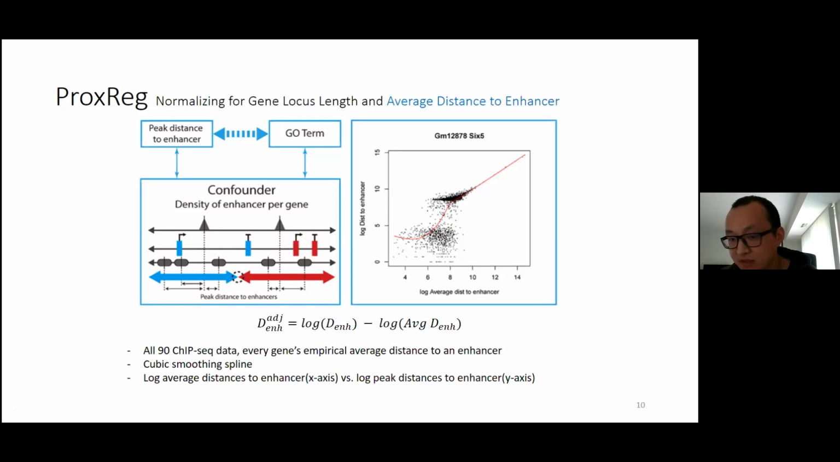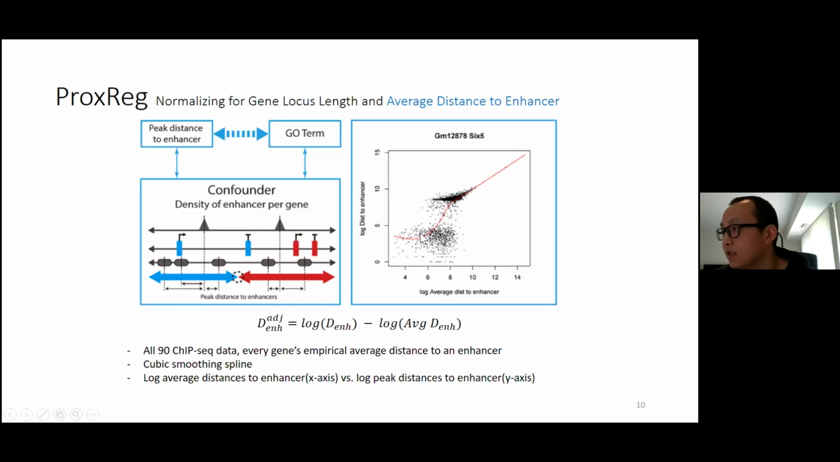But another thing is that this distance is also related to the distribution of enhancers in each locus definition, as this figure shows. So the density of enhancers per gene is a confounding variable for this problem. When we do this normalization, what we did is similar to the previous one. We also fitted a line based on all 90 ChIP-seq data sets. The x-axis here is the average distance to enhancer for each gene, and the y-axis is the distance to the enhancer. The adjusted distance to enhancer will be the distance to the nearest enhancer minus the value from this line here.